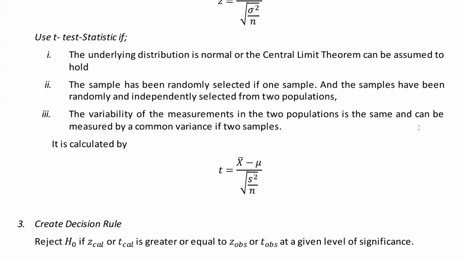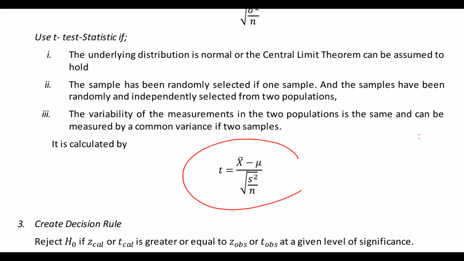Then the T statistics is used when the sample size is less than 30. Okay, maybe you have 29, 28, 14, any number less than 30, you use the T statistics. How do you calculate for the T statistics as well? As long as you find that this value of n, the sample size, is less than 30, you use the T statistics.